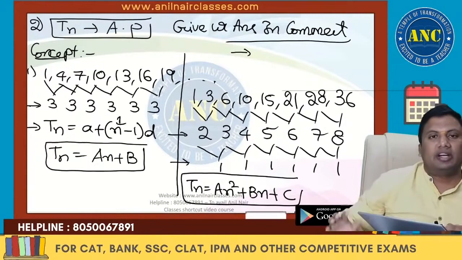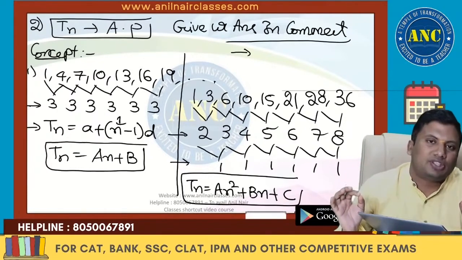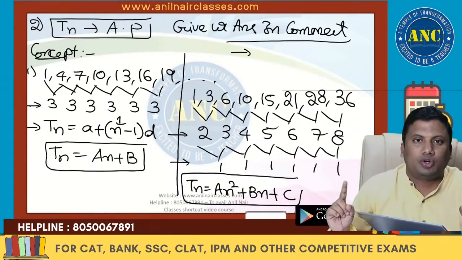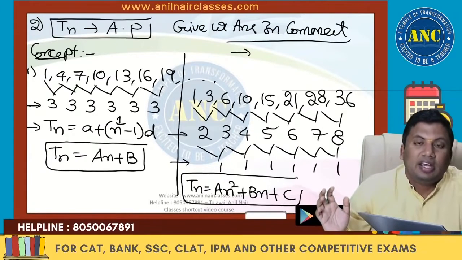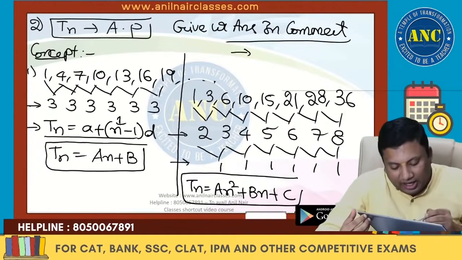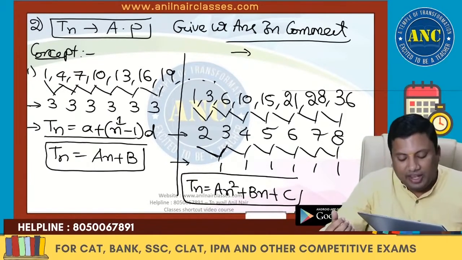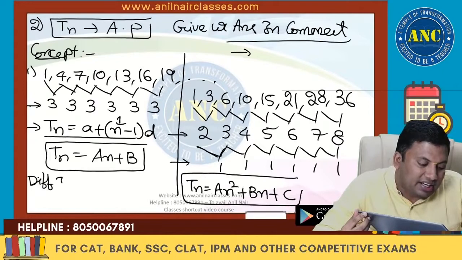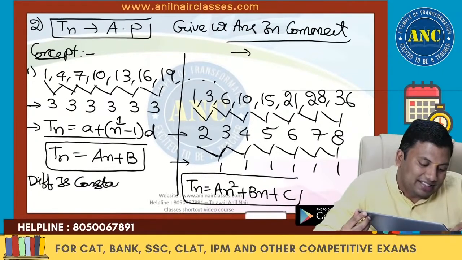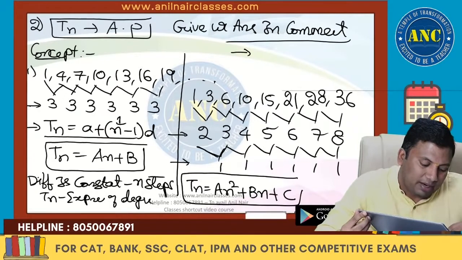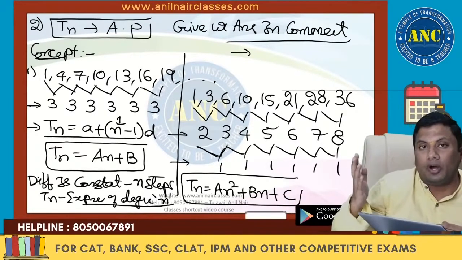So from now onwards, in case you are Narayana students, if anybody asks you what is the nth term in arithmetic progression, you should not say a plus n minus 1 into d. You have to rephrase the definition like this. If the difference is constant in one step, it is a plus n minus 1 into d. If the difference is constant in 2 steps, then it is an square plus bn plus c. If the difference is constant in n steps, then the nth term is nothing but an expression of degree n. I hope you understood the concept.